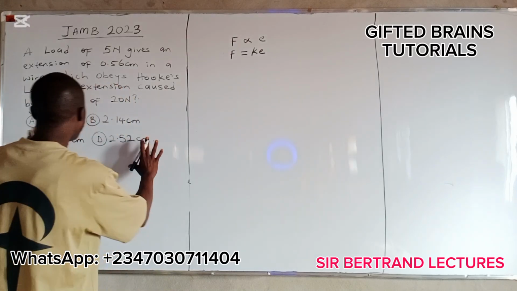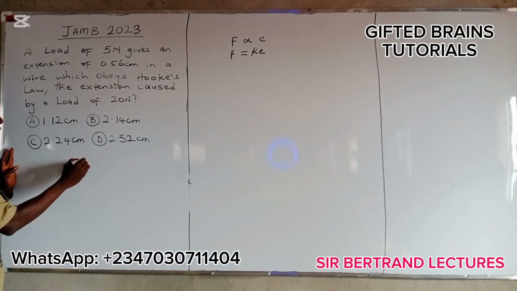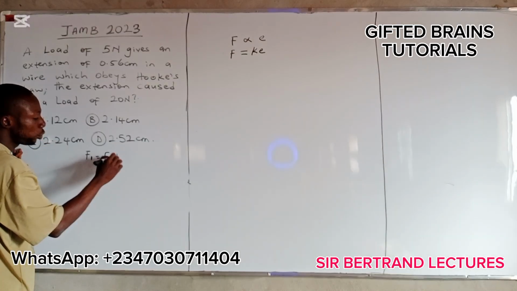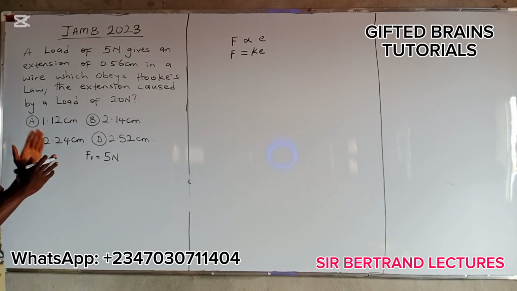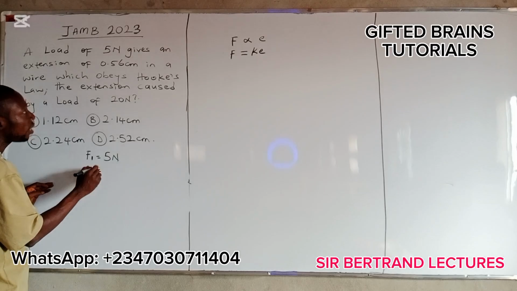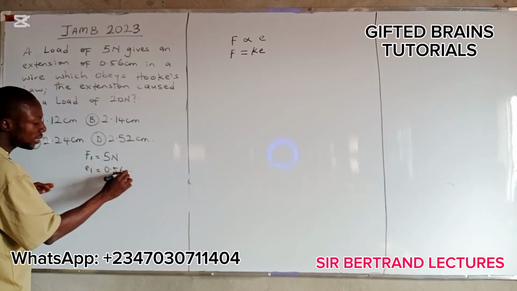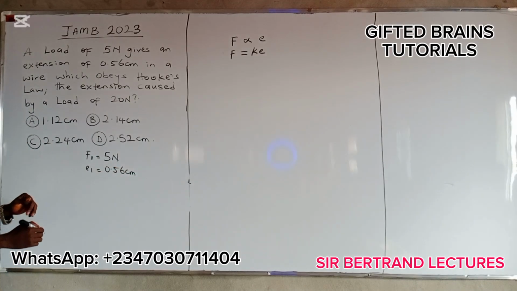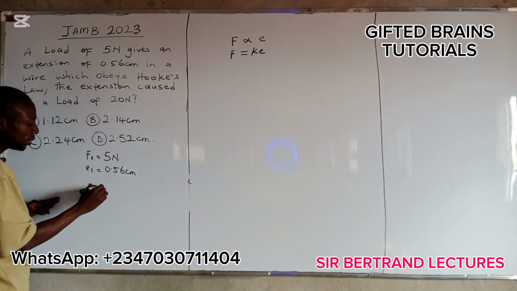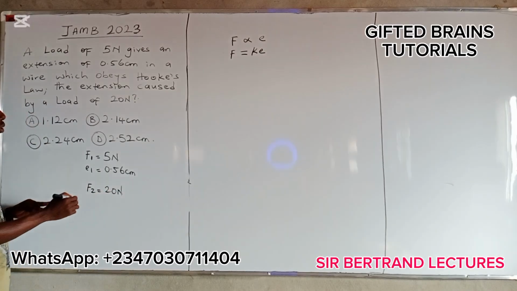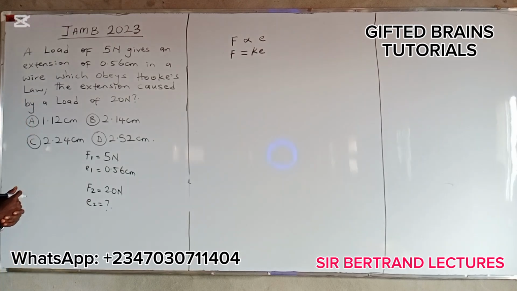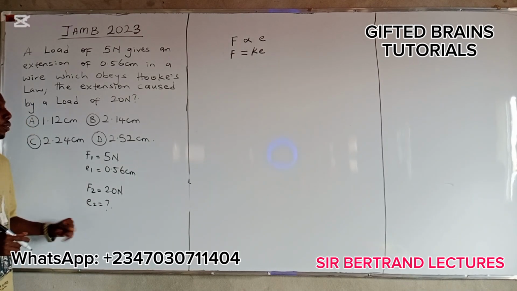Now, from the question here, what are the data we have? The first force gave us 5 Newton, which is the load. Remember, load and force are the same. Then the extension here, which is extension 1, is 0.56 centimeter. Then the second force, which is F2, is 20 Newton. Then the extension E2 is unknown, and that is what we are looking for in the question.